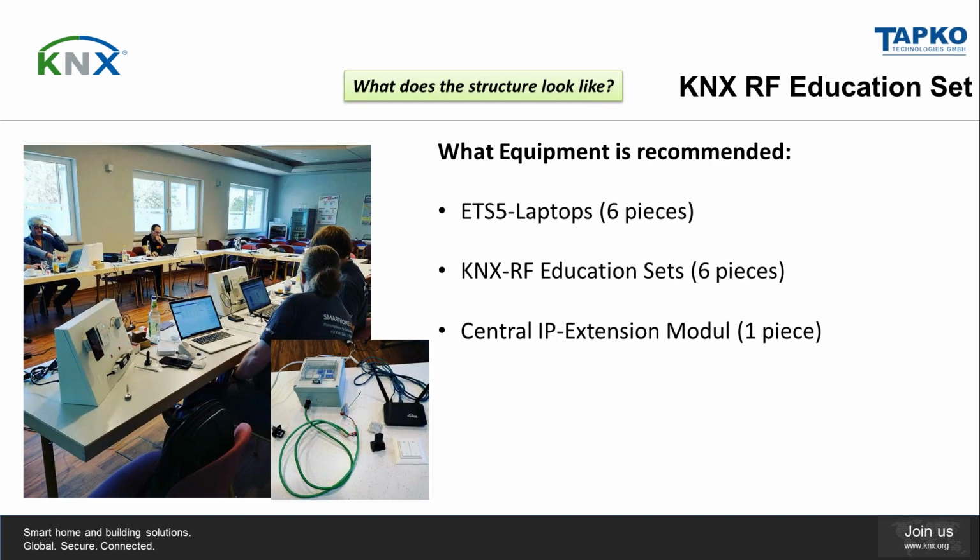We recommend the equipment for the workshops and for the courses: maybe 6 laptops, then 6 education sets, and one central. We call it central, but it isn't really a central. We call one of them the central because the fastest one can then program the central unit and so on. And you can see on this iPhone the visualization, and you can also try to go over Wi-Fi with the ETS and program the Twisted Pair devices.